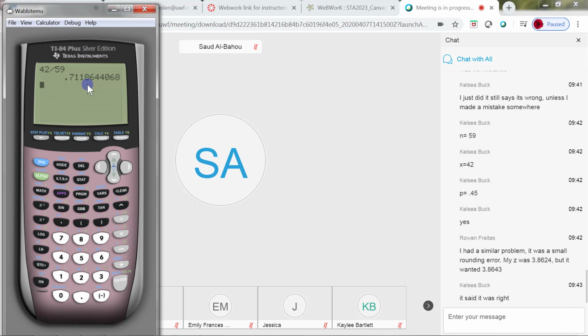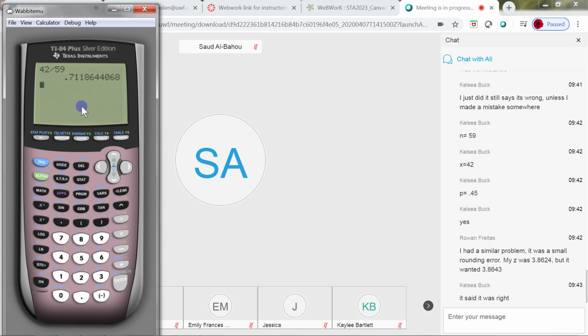Okay, so it said that was right. Okay, so Rowan, that's actually significantly different, Rowan. If it will not take the correct z based on the calculations, please send me a screenshot of that. I need to get that corrected if it still isn't corrected.